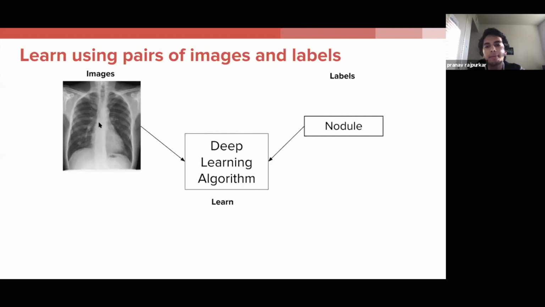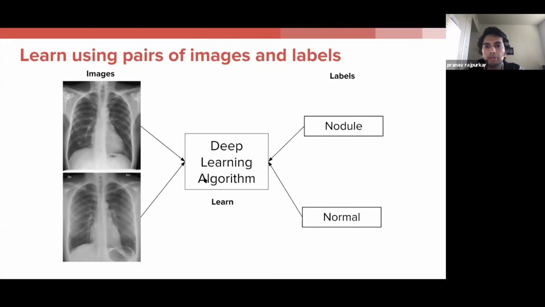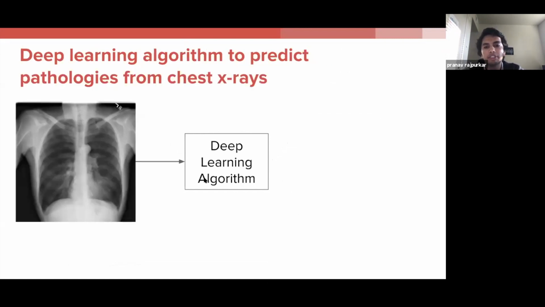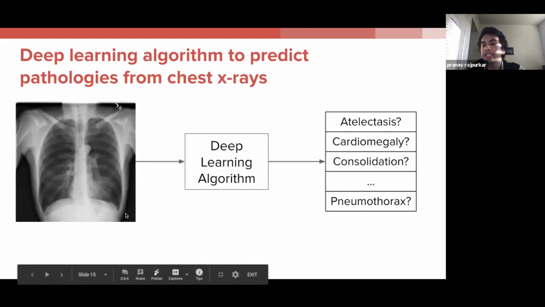So here I give an image which contains a nodule, and it goes into my deep learning algorithm. Here's another one that's a chest x-ray that is normal, and that goes into the deep learning algorithm. And you feed in enough of these, and eventually you're able to get an algorithm that will take in a chest x-ray and output the likelihood of several different pathologies that may or may not be present in that chest x-ray.